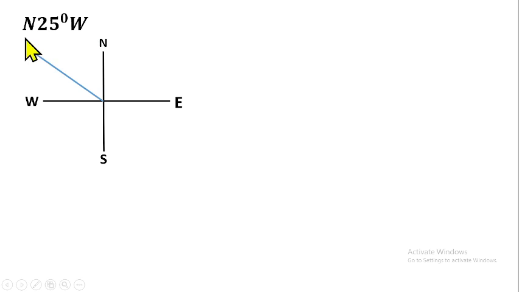So draw a straight line like that. Where am I going to put my angle? Here or here? The angle is going to be from the north to the west. So the angle is going to be here. We'll put the angle here. They are moving from the north to the west, then 25 degrees. So we have been able to locate this bearing like this.